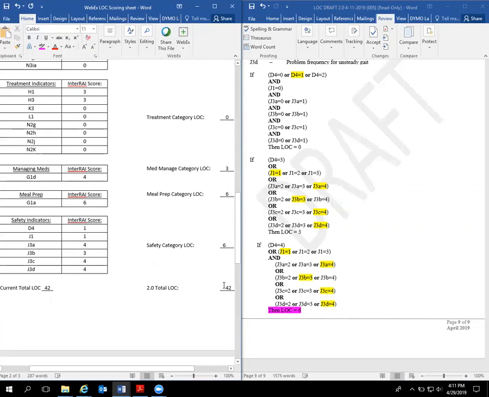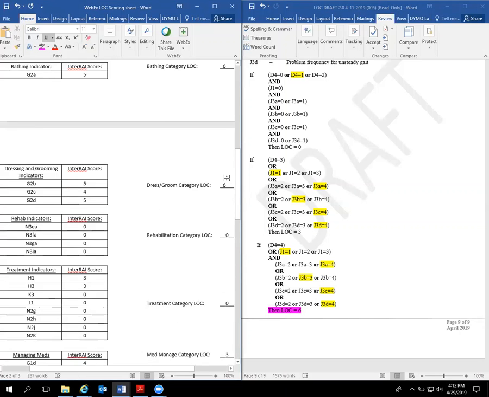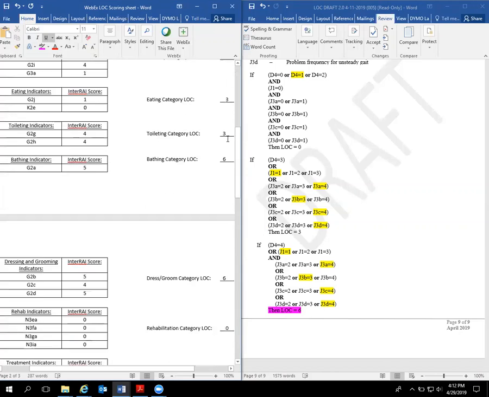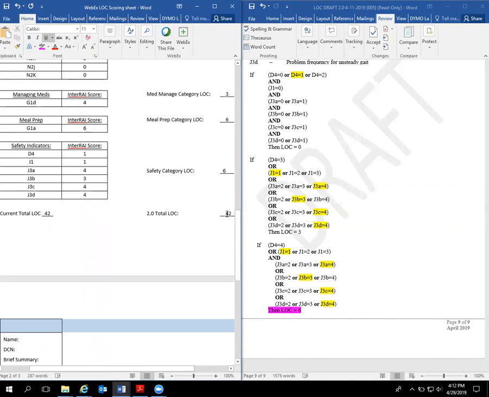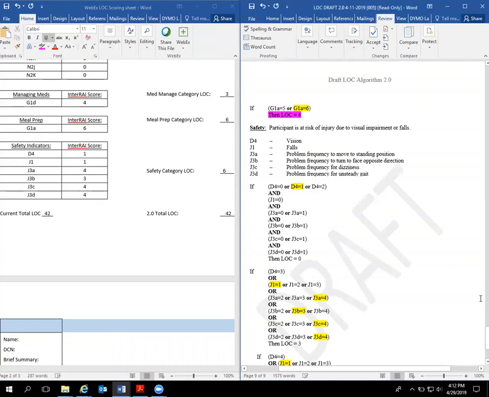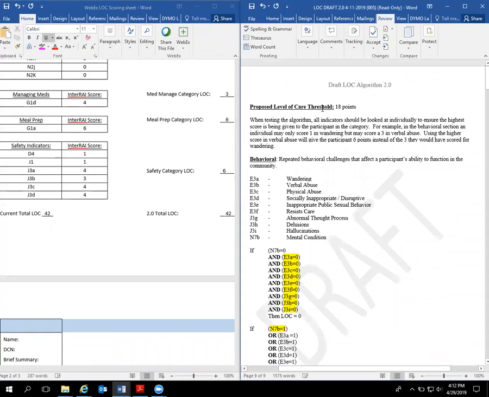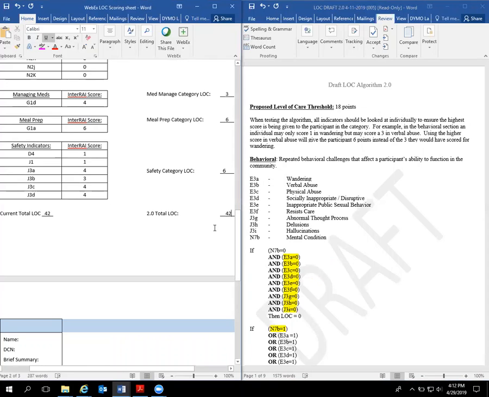And then I already did the math and had it pre-filled here. So what you would do next is add up all of the category scores and put that total number here. So this participant would have a 42, a level of care score of 42 under the new algorithm, and you can see that the threshold to receive services is a score of 18, so he would continue to receive services. And you can see I also put over here, based on his notes in cyber access, that he has a 42 currently.